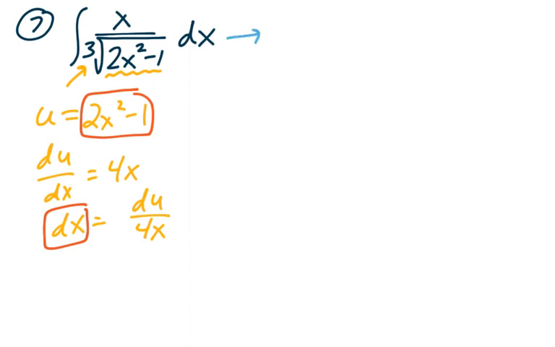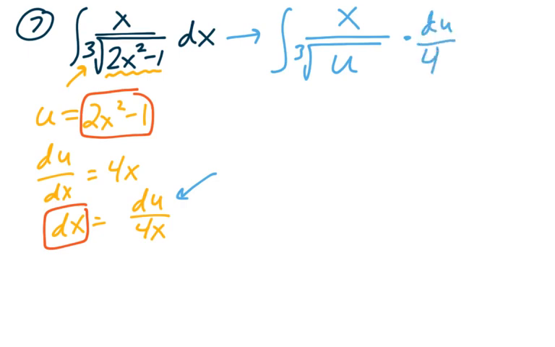Okay, up here on top, this becomes the integral of x. Didn't do anything with that, so it stays there for now. The cube root of 2x squared minus 1 is my u. And then dx, I'm going to substitute back in what I made over here. du over 4x. Good. That looks really nice. But I still have u's and x's. Do you see that? So let's just simplify a little bit.